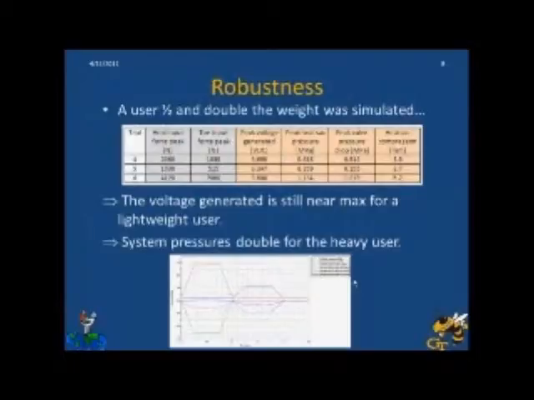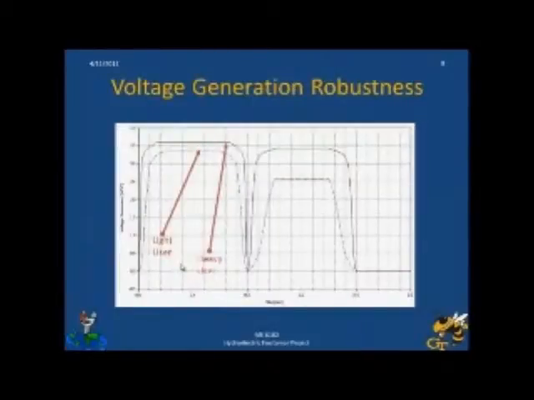To test the robustness, a user with half the weight and double the weight was simulated. The voltage generated for a half-weight user is still relatively good, 3.347 volts. The system pressures do double though, however, for the heavy user, as you can see here. And just to show the voltage generation robustness, this is both the light user curve and the heavy user plotted on the same chart. Note that there is minor variation, and this is with the half-inch tube and half-inch valves.